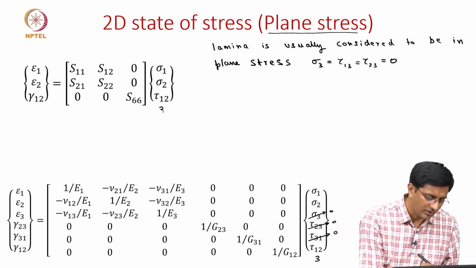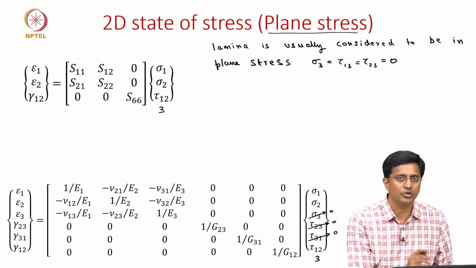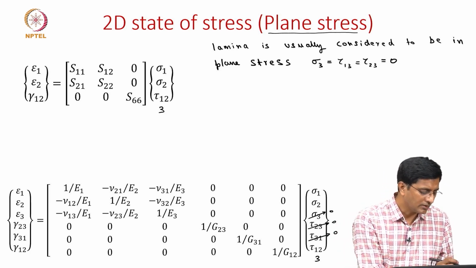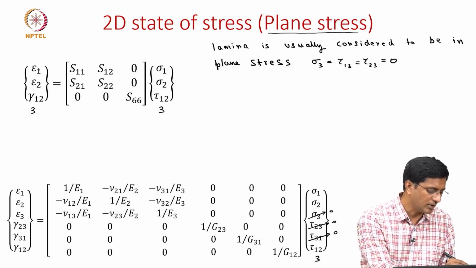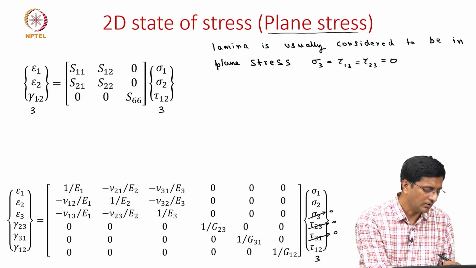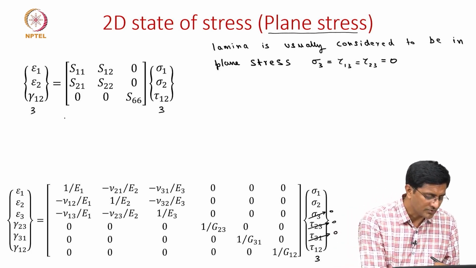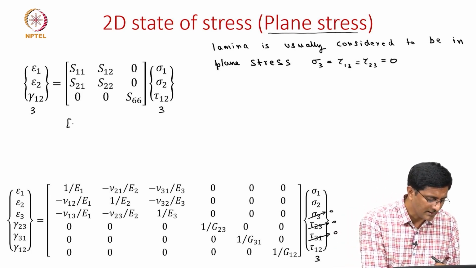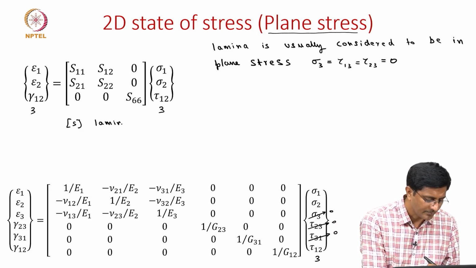So, here we write the 3 components of stress sigma 1, sigma 2, tau 12, which are the only non-zero values, and then the corresponding strains, again 3 components, which are epsilon 1, epsilon 2 and gamma 12. These are related by the compliance matrix. Here we will call this S the lamina compliance matrix.